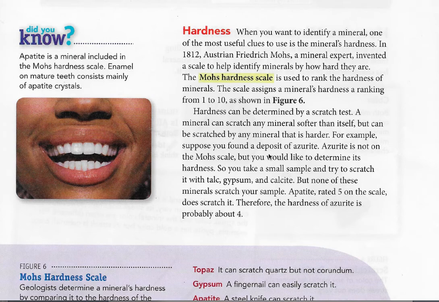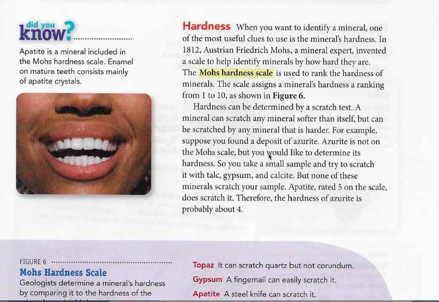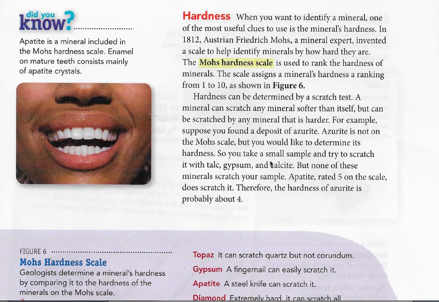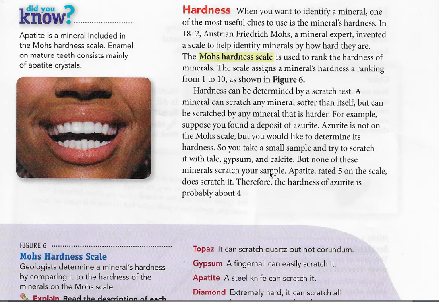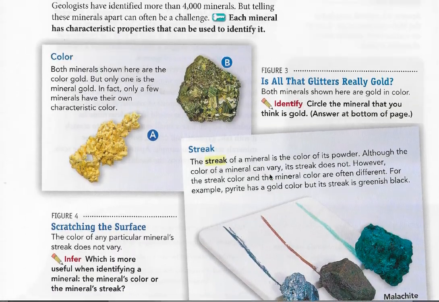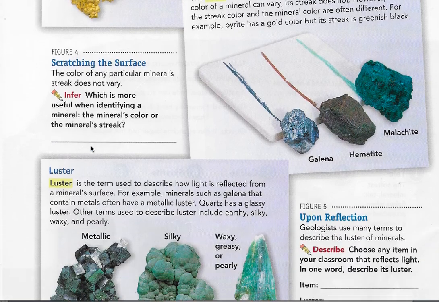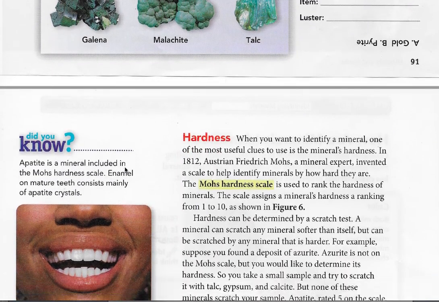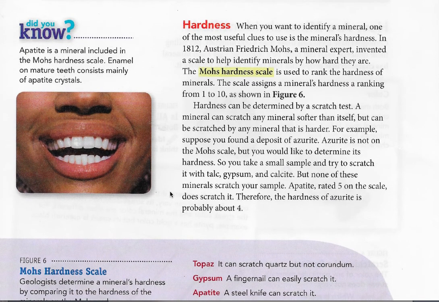For example, suppose you found a deposit of azurite. Azurite is not on the Mohs hardness scale, but you would like to determine its hardness. So you would take a small sample and try to scratch it with talc, gypsum, and calcite. But none of these minerals scratch your sample. Apatite, rated 5 on the scale, doesn't scratch it. Therefore, the hardness of azurite is probably about 4. So all these different things here, how we identify minerals, color, streak, luster, the Mohs hardness scale, these are properties that you must know, and we will practice using in upcoming labs.